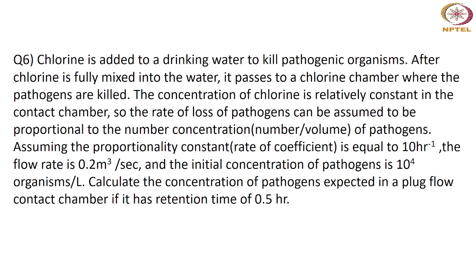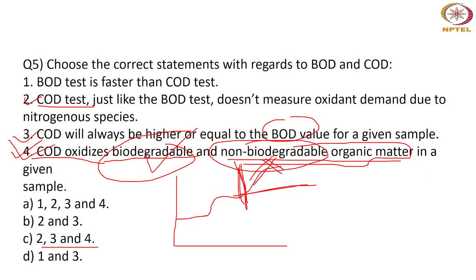Excuse me, sir. What is the correct answer of the last question? A, B, or C? Which option was it? This one, C: 2, 3, and 4. B: 2 and 3. 2, 3, and 4 also. 2, 3, and 4. Okay, C. Okay, thank you.